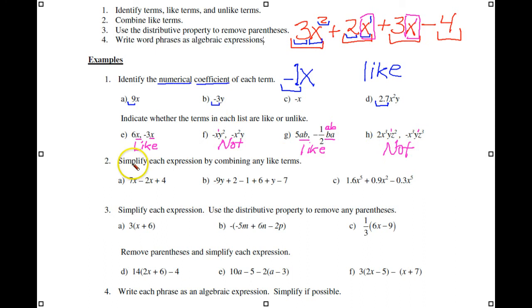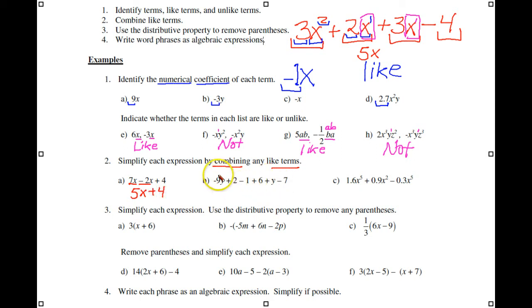Okay, now here they're asking us to simplify each expression by combining like terms. Now up here, if I wanted to combine the like terms, I have two x's and three x's. So all I'm going to deal with when I combine like terms are the numerical coefficients. So this is a plus 2 and a plus 3. So now I have 5 x's here. I have combined the like terms. And here I have a 7x minus 2x. So that's going to give me 5x, and then I bring in my plus 4.